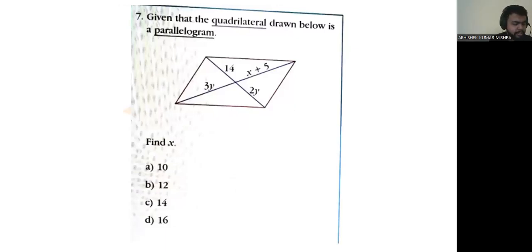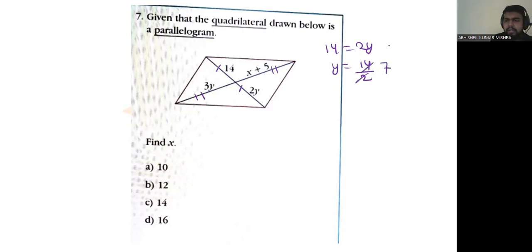Here let us solve this question. How are we going to solve it? Here, this one and this one are equal to each other because I already told you that the diagonals of a parallelogram bisect each other. So first of all, I'm going to write 14 is equal to 2y. From here you find the value of y. So y would be equal to 14 upon 2, and that would be 7.